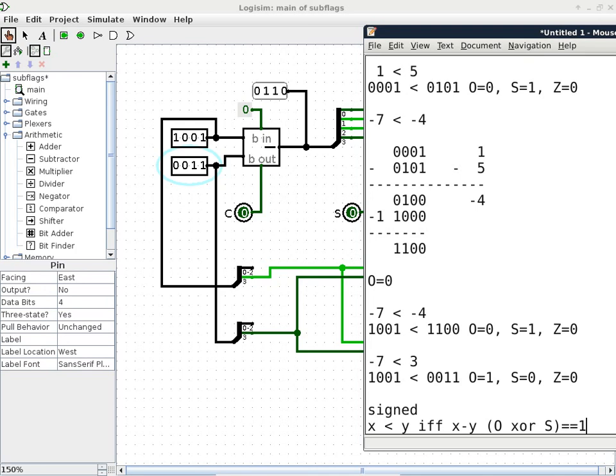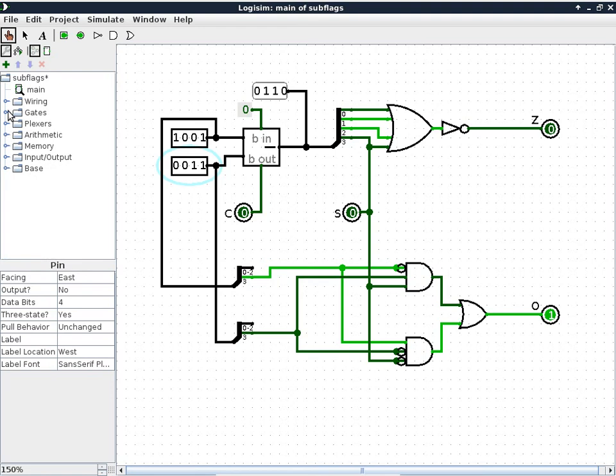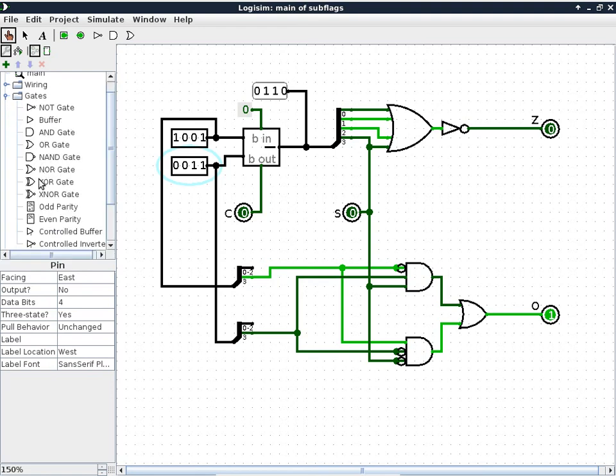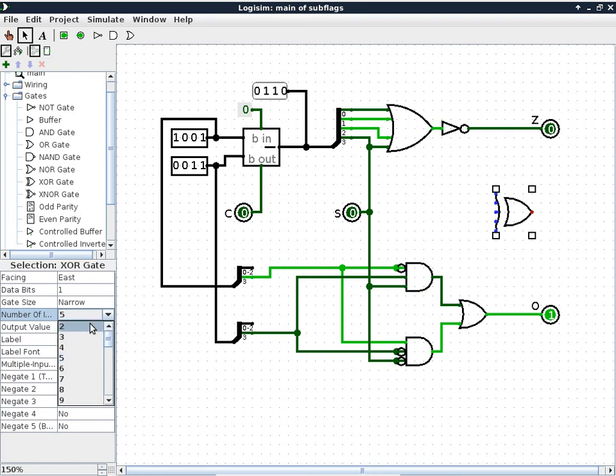Okay, we are running out of time, but I will add this part to the logic, so we'll play with this next time. What we're doing here is coming up with an L flag for less than, and we want to compute the L flag. The L flag is going to be based on the exclusive OR gate. So I'm going to put the exclusive OR gate here with only 2 input bits. We want to make this narrow, only 2 inputs.